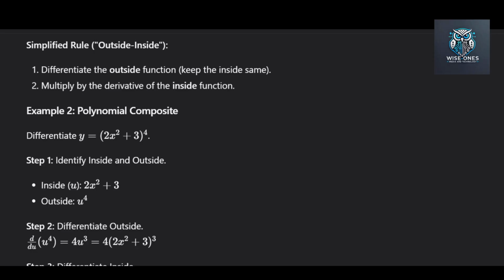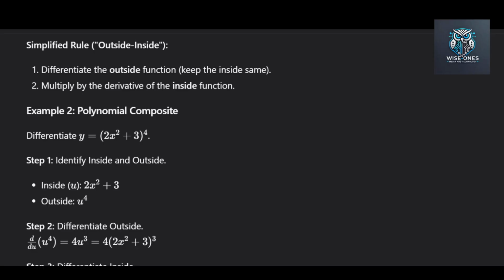Step 2. Differentiate outside. The derivative of u to the power of 4 is 4u to the power of 3. So we write 4 times open bracket 2x squared plus 3 close bracket to the power of 3. Notice we kept the inside the same. For now, step 3. Differentiate inside.